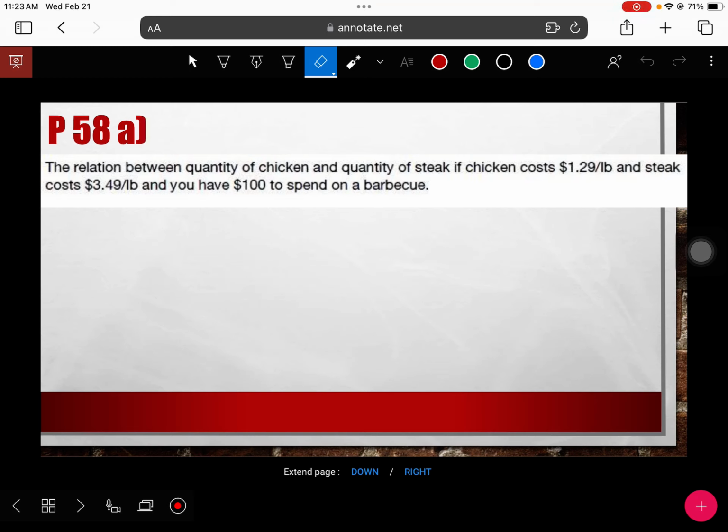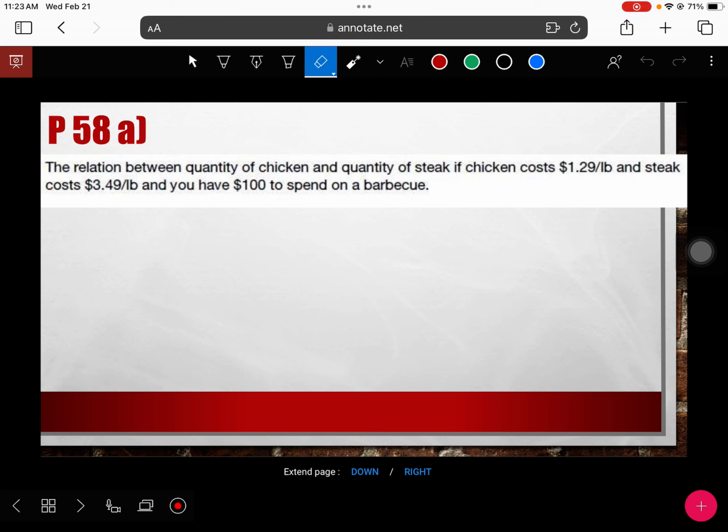And we are talking about a barbecue, okay? The relation between the quantity of chicken that we need to buy and the quantity of steak. If the chicken costs $1.29 a pound and steak costs $3.49 per pound, and you have $100 to spend on the barbecue for the meat, okay?